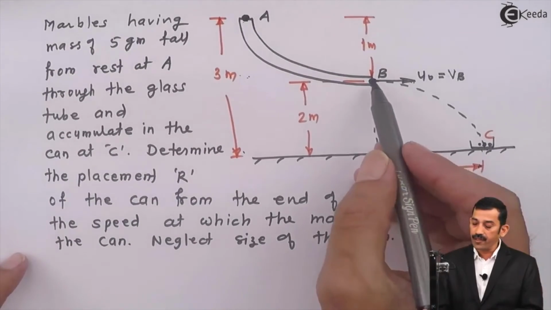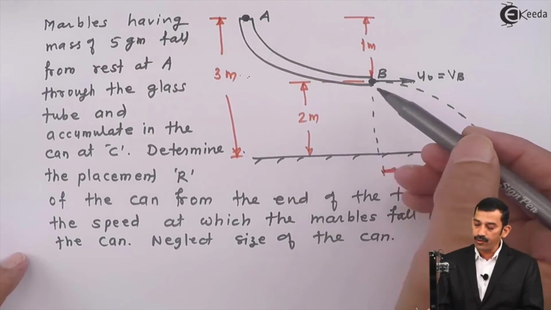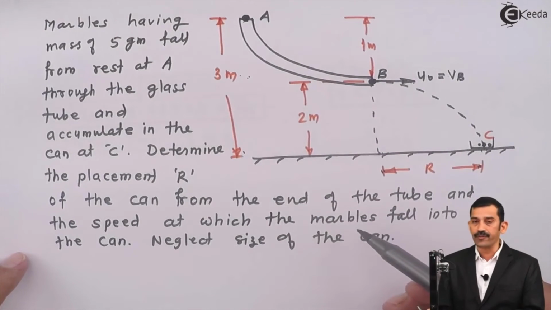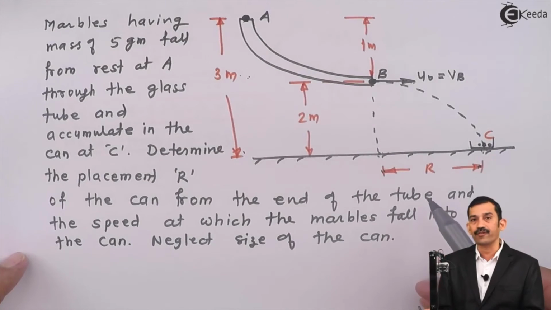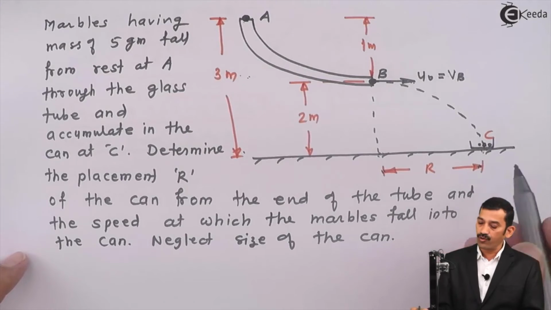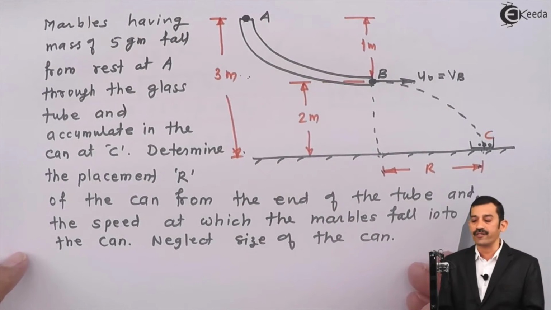Just see here in the figure. B to C, u0 you already know. What else do you know? Y, but y is negative, minus 2 meters. You have to find this r as well as the velocity. But the velocity will be inclined, with two components, horizontal and vertical. To find the vertical component, you must know how much time it takes to reach point C.